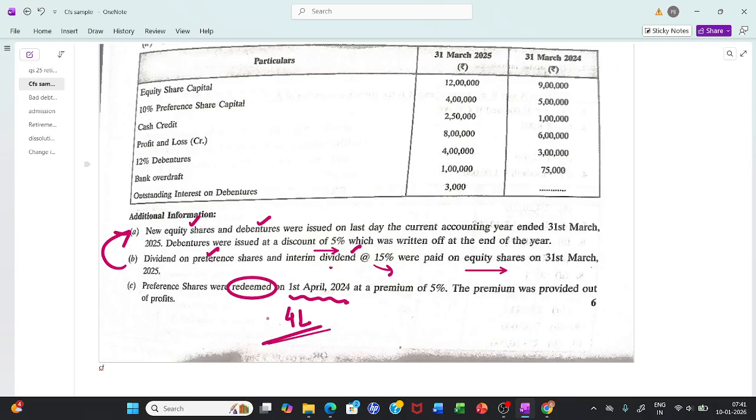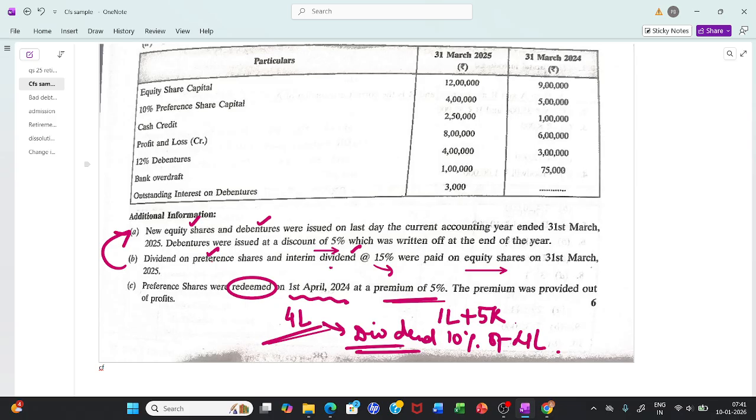So when we return, we are returning them at premium. 2 points to be taken note of. I'm not giving 1 lakh. I'm giving 1 lakh plus 5,000 to them. Secondly, throughout the year I had preference shares of 4 lakh. So dividend will be given on this 4 lakh. It will be 10% of 4 lakh rupees, not 5 lakh, because on the very first day, this change has taken place.